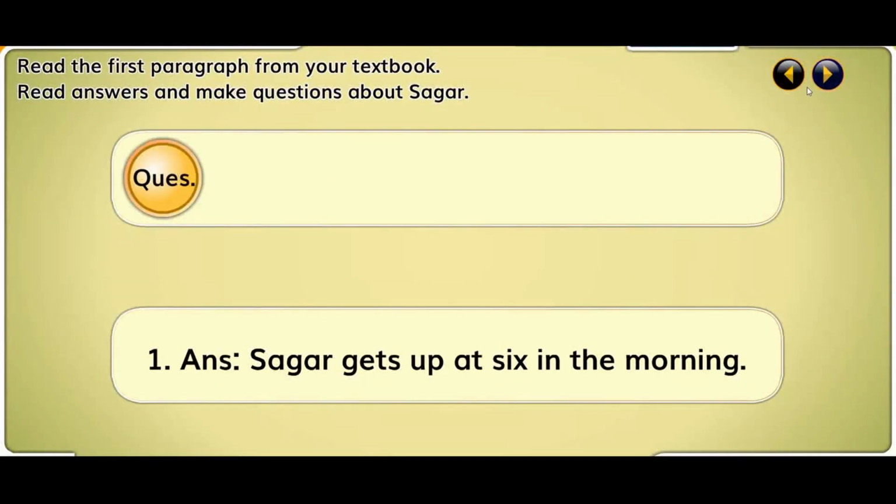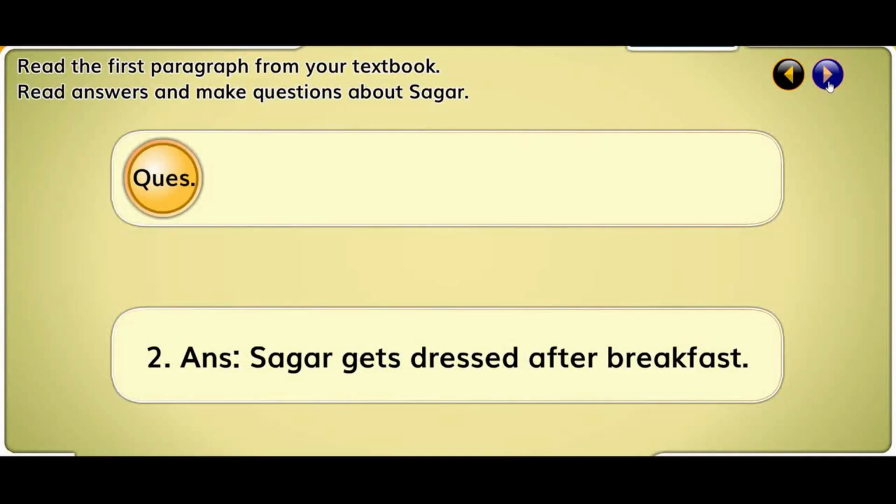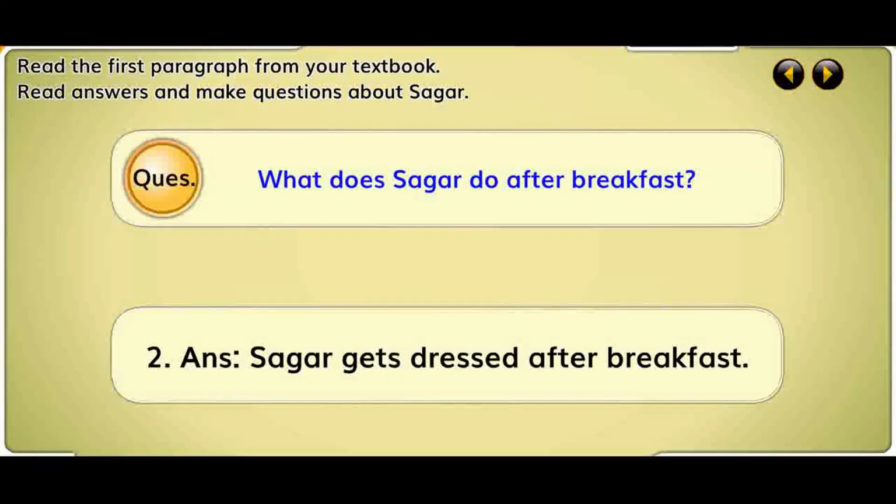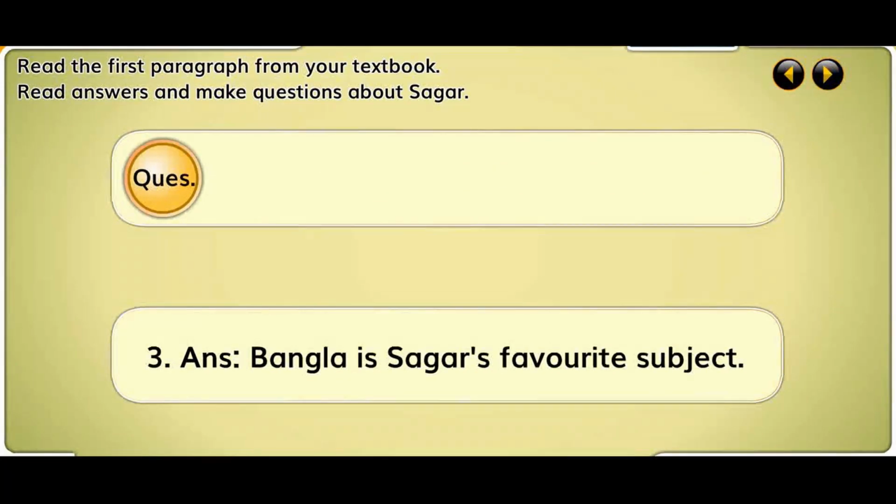1. Answer. Shagor gets up at 6 in the morning. When does Shagor get up? 2. Answer. Shagor gets dressed after breakfast. What does Shagor do after breakfast? 3. Answer. Bangla is Shagor's favorite subject. What is Shagor's favorite subject?